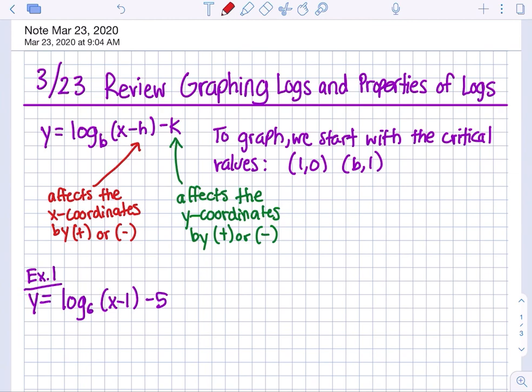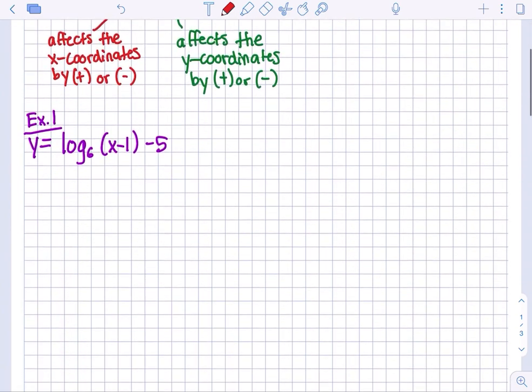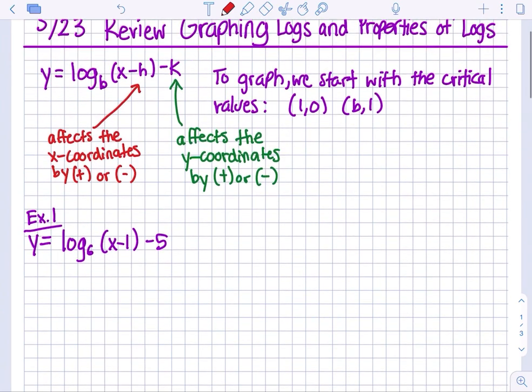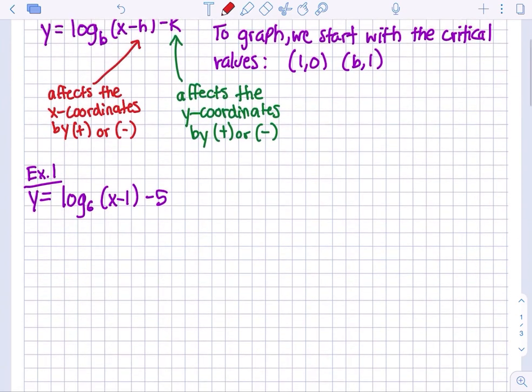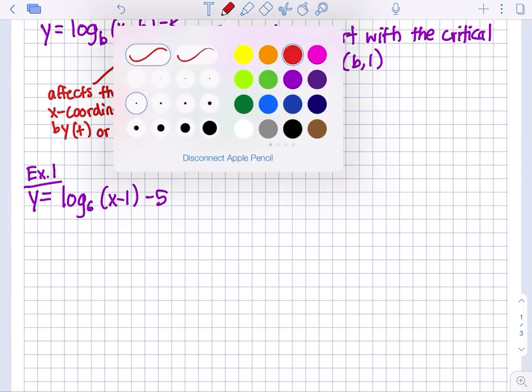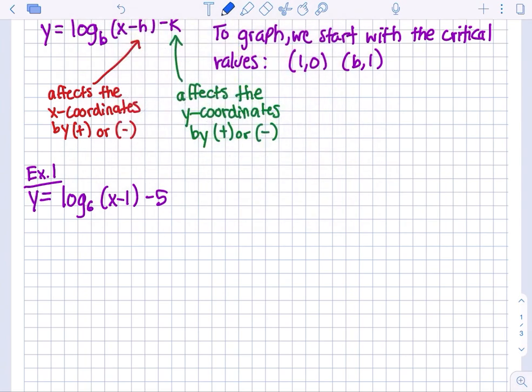So, let's begin to work out this example, okay? First we start with the critical values of the parent function. We're going to write 1 comma 0, b comma 1. Our b value in this problem is 6. So 1 comma 0, and this is going to be 6 comma 1.